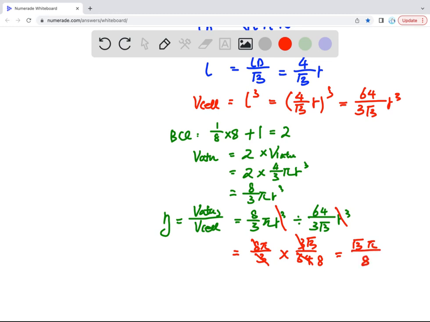And that's equal to about 68%. So this is the answer. It actually has nothing to do with the density or molar mass. That's it.